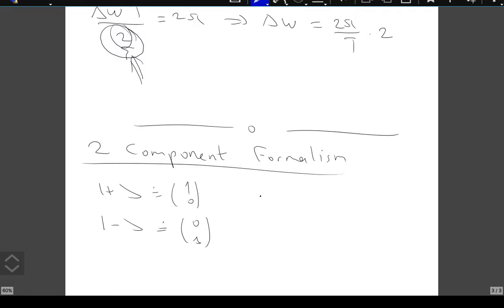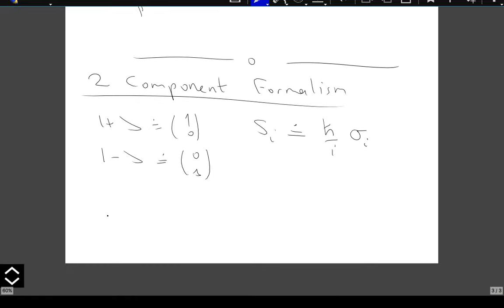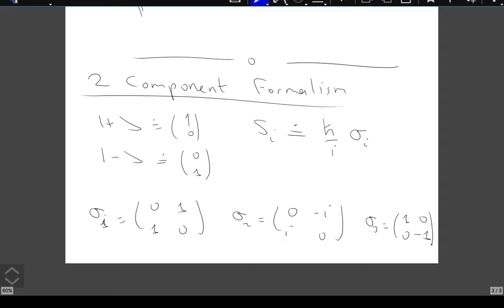And once we make this identification, these spin operators turn out to be in their matrix form h bar over 2, just sigma. And these sigmas are what we call the Pauli matrices. Sigma 1 is 0, 1, 1, 0. Sigma 2 is 0, minus i, i, 0. Sigma 3 is 1, 0, 0, minus 1.